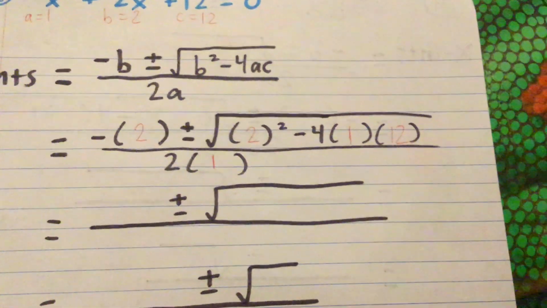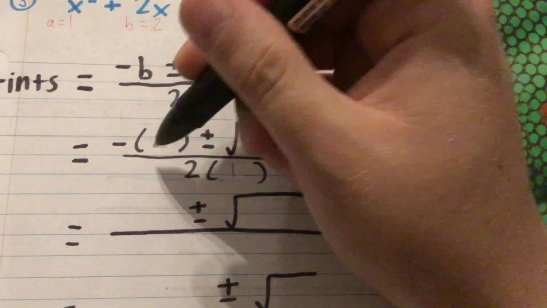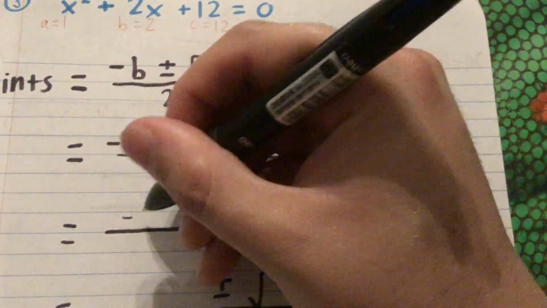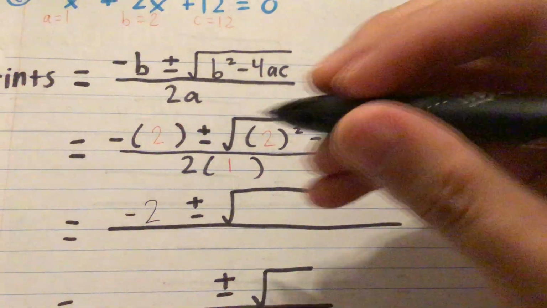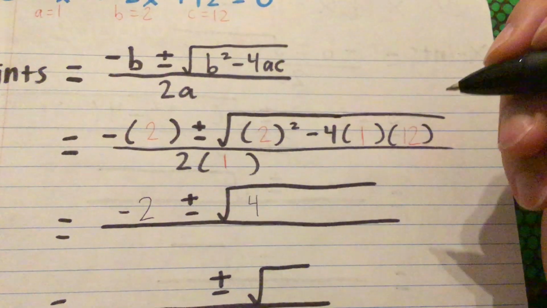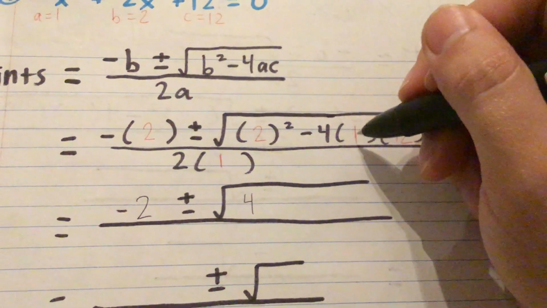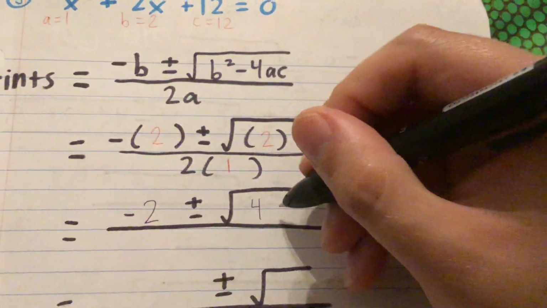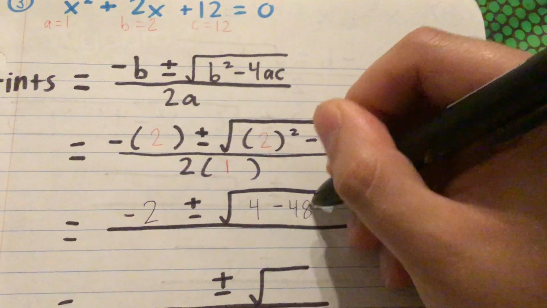Let's clean this up now. Well, we've got negative 2. Well, that's not a double negative, so that's just negative 2. Plus or minus the square root of 2 squared, which is 4. And then negative 4 times 1 times 12, that's going to be negative 48.